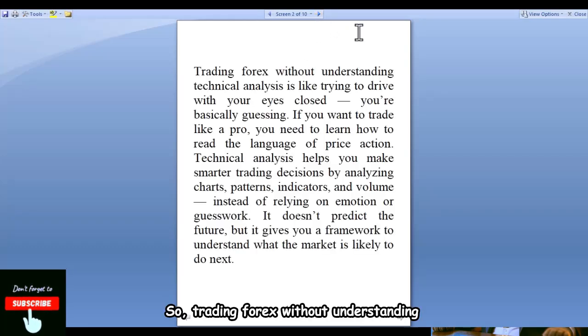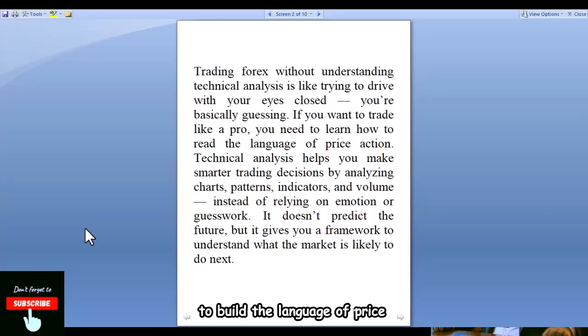So trading forex without understanding technical analysis is like trying to drive with your eyes closed. You are basically guessing. So if you want to trade like a pro, you need to learn how to read the language of price action. Technical analysis helps you make smarter trading decisions by analyzing charts, patterns, indicators, and volume. So instead of relying on emotions and guesswork, it doesn't predict the future, but it gives you a framework to understand what the market is likely to do next.